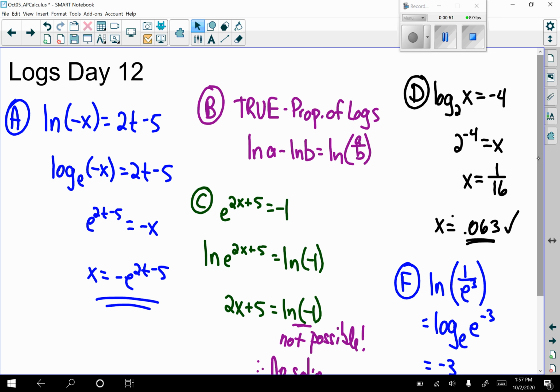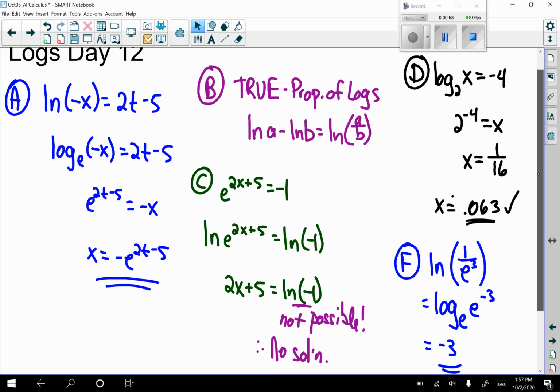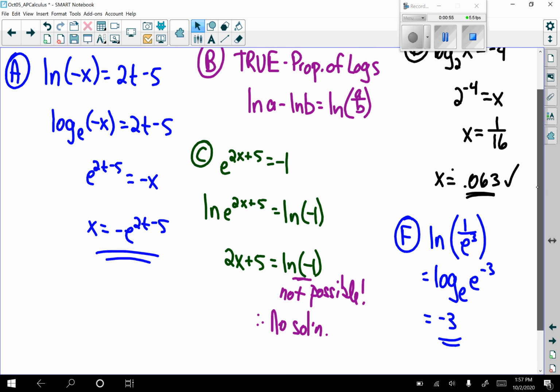Now for day 12, part C, as soon as we were to take the natural log of both sides, we can't take the natural log of a negative number, so it's just not possible. Or if you think of the graph of e to any exponent, it's never going to get past 0. We have a horizontal asymptote at 0 here, so that's never going to intersect the line y equals 1. So a couple ways to determine that.